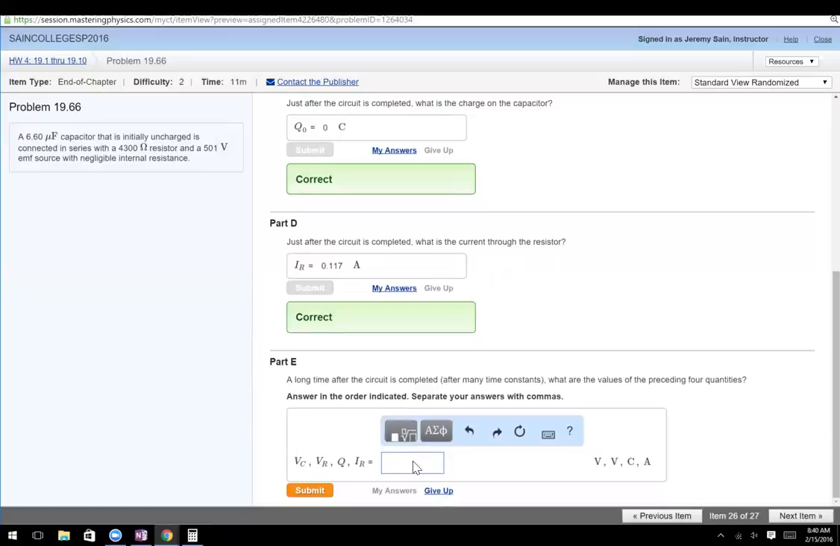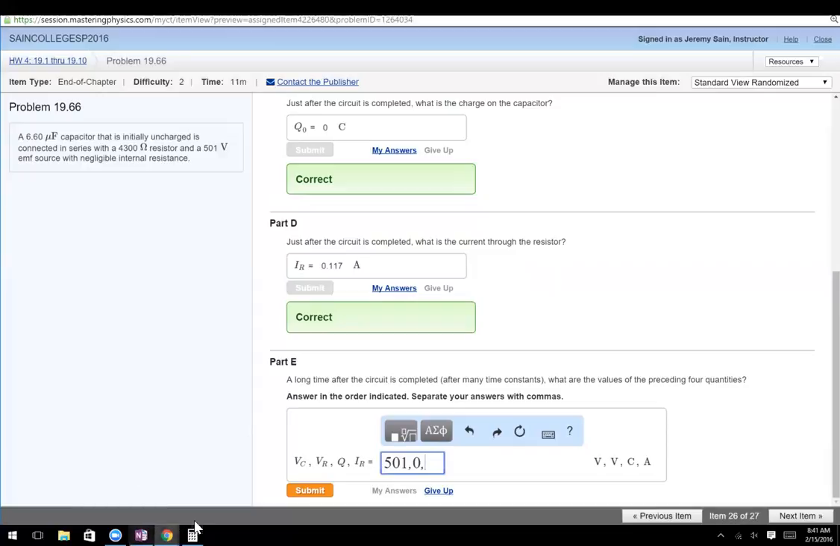And then a long time after the circuit's completed, apparently we didn't really need to know the formulas because they're only asking about the initial and long-term effect. In the long term, the current quits going and you've built up all this charge. So it's like the resistor is not there, you just have the capacitor. The voltage drop across the capacitor is the entire 501. The voltage drop across the resistor is 0. The charge: C is Q over V, so Q is C times V.